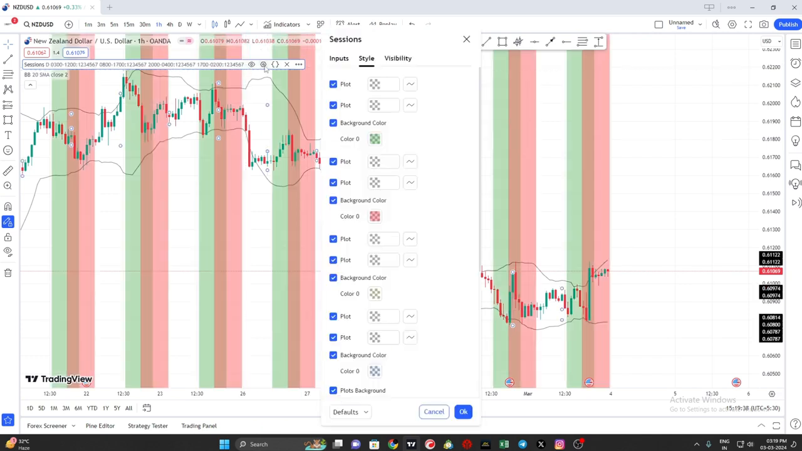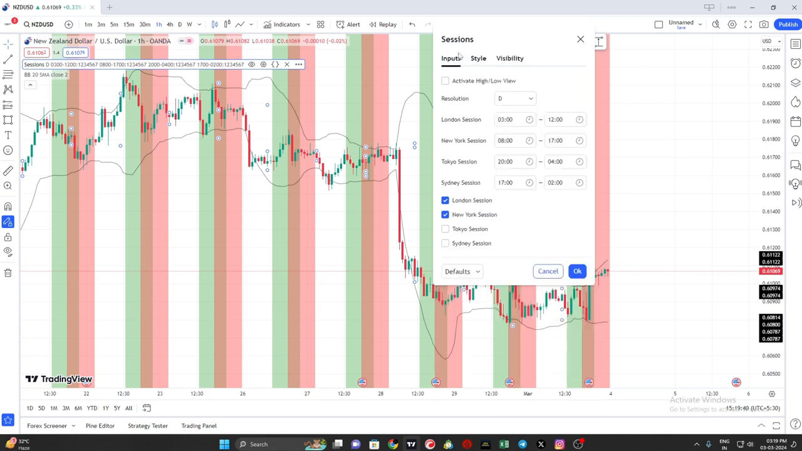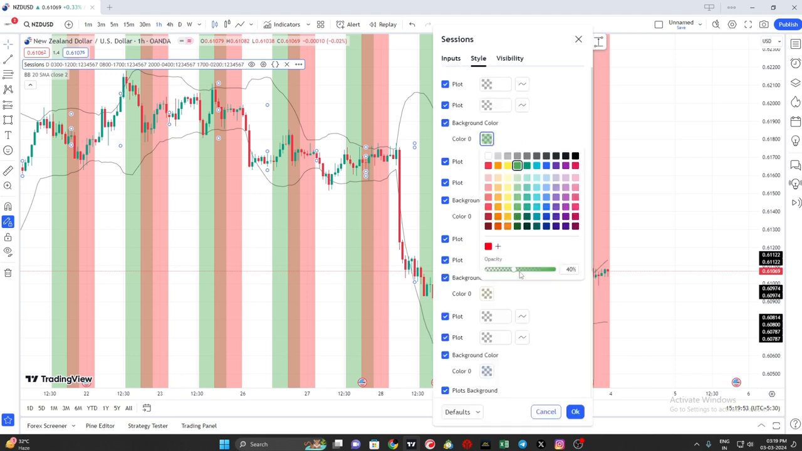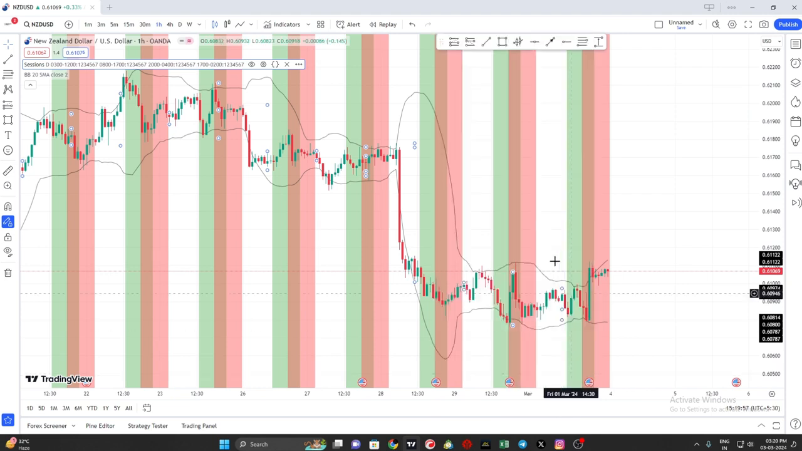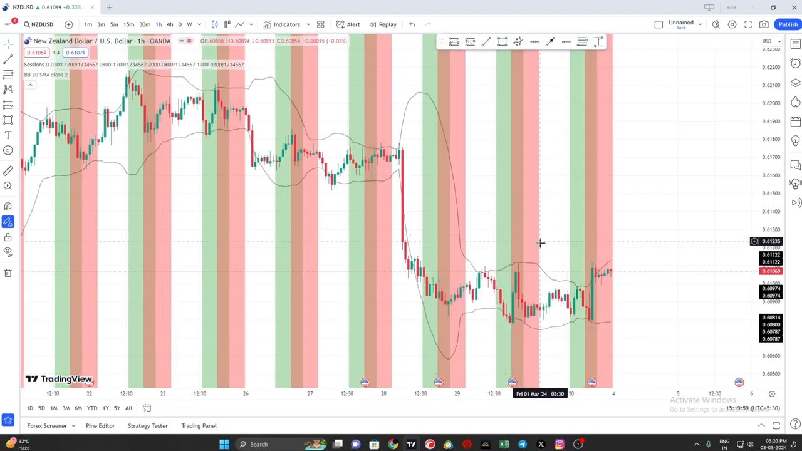And in the settings, all you have to do is, in the input section, disable the Tokyo session. It will be enabled in your case, so just disable it. And then in the style section, you can increase the background color of the session. That's up to you. So now let's just hit OK.